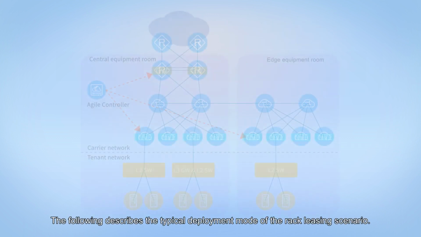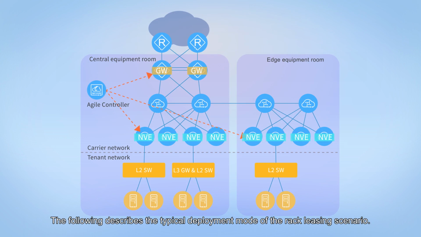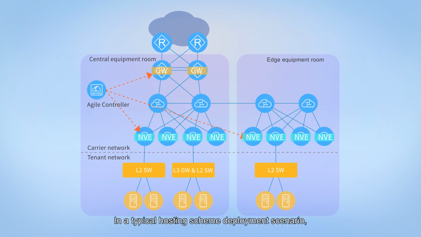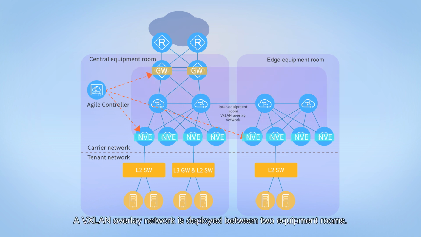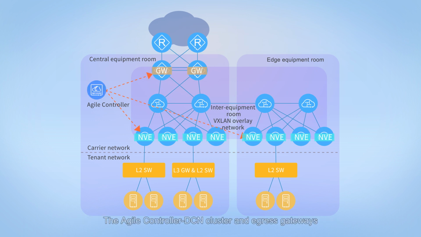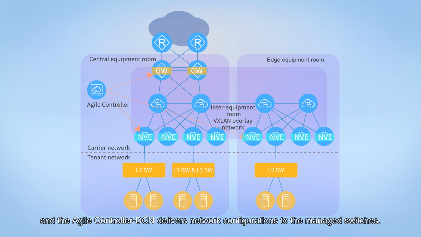The following describes the typical deployment mode of the rack leasing scenario. In a typical hosting scheme deployment scenario, a central equipment room is connected to several edge equipment rooms to ensure that the interconnection latency is less than 10 milliseconds. A VXLAN overlay network is deployed between two equipment rooms. The Agile Controller DCN cluster and egress gateways are deployed in the central equipment room, and the Agile Controller DCN delivers network configurations to the managed switches.